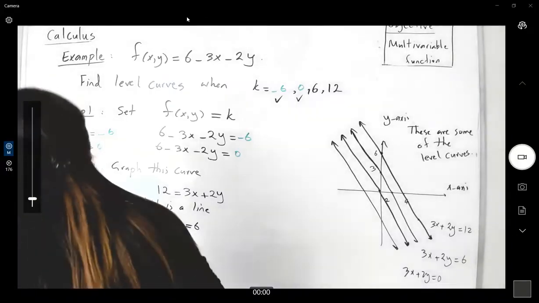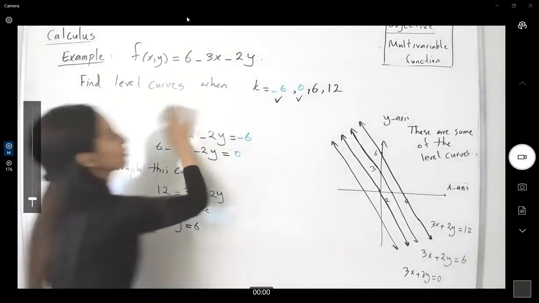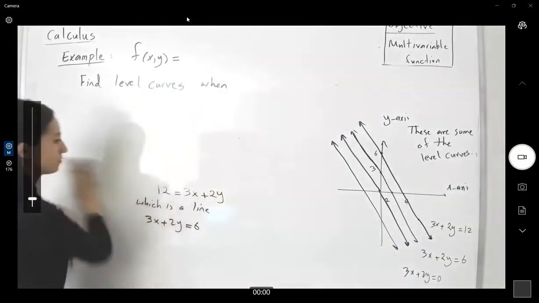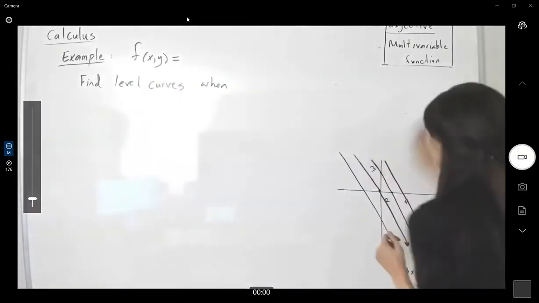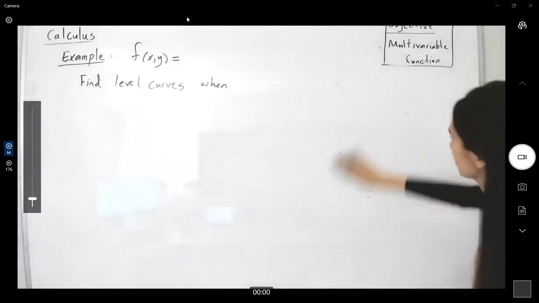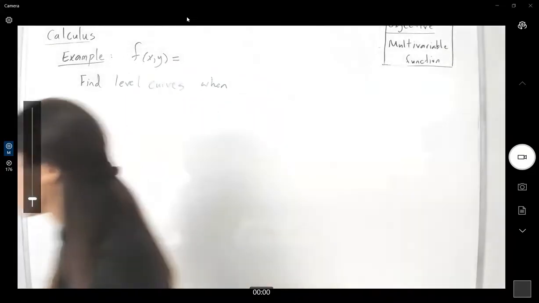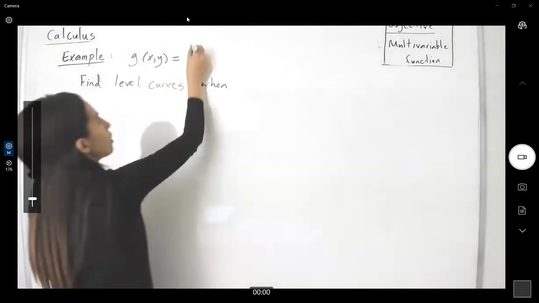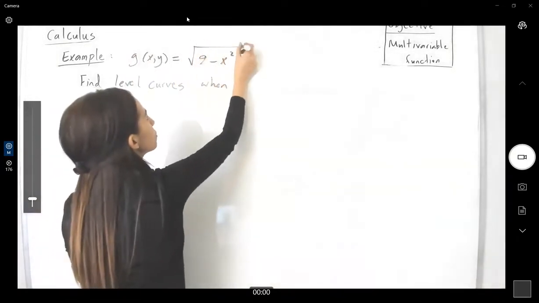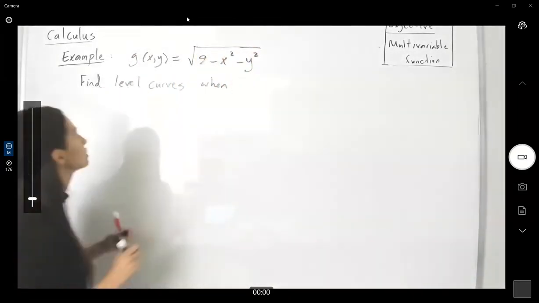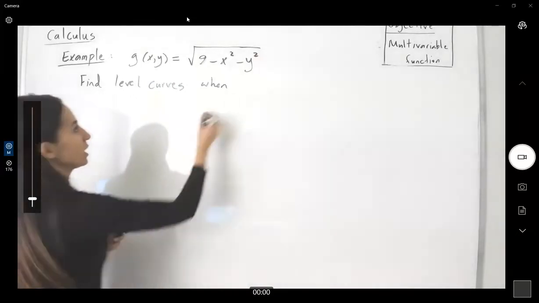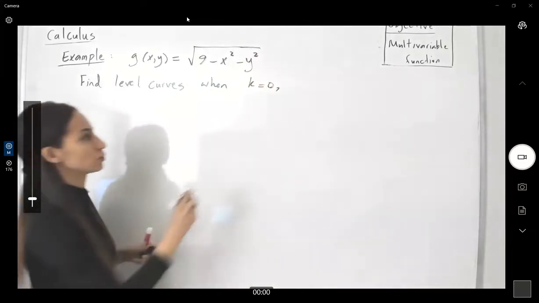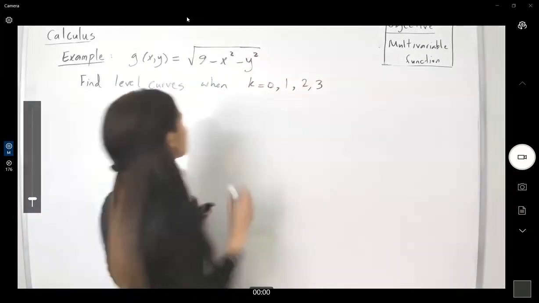Okay, next example for you. Suppose you have your function f of x and y, let's call it g, equals the square root of 9 minus x squared minus y squared. Find the level curves when k is equal to 0. Your z values are fixed when k is equal to 1, 2, and 3.